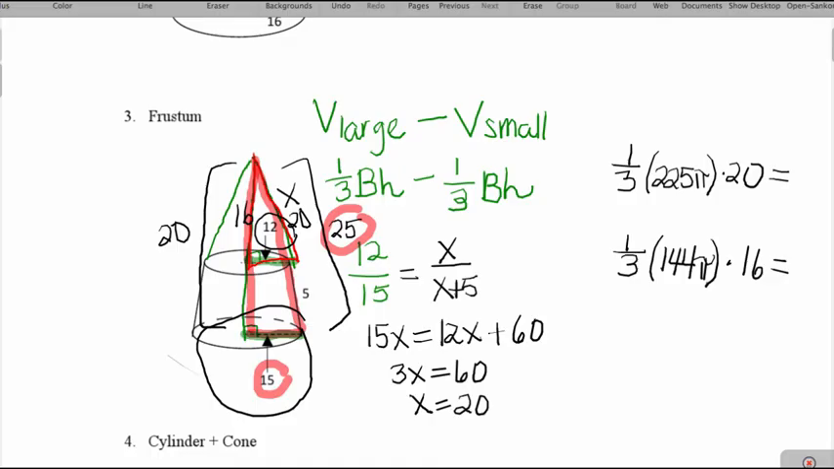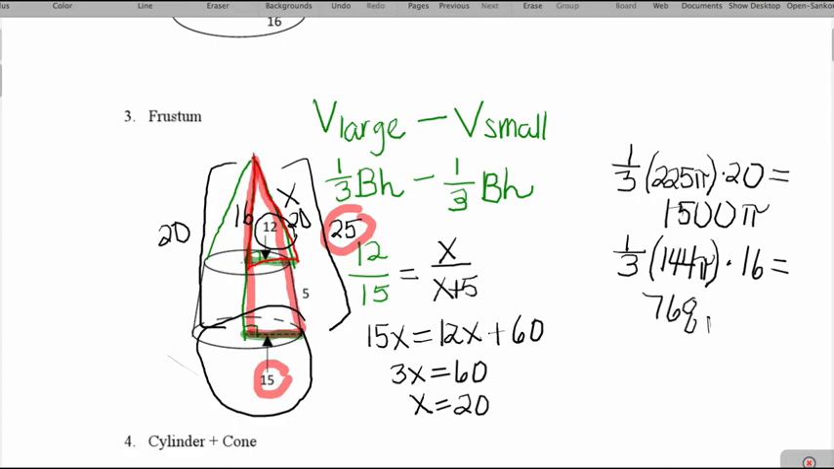So now I'm going to go ahead and simplify those two answers to see what I get for my two volumes. For this first one, I get 1,500 pi as the volume of the larger cone. Then for the volume of the smaller cone, I get 768 pi.